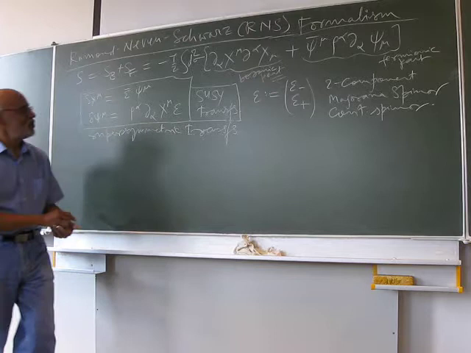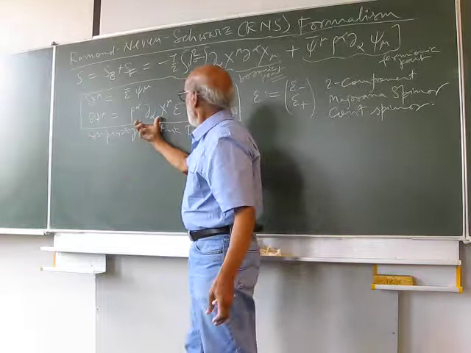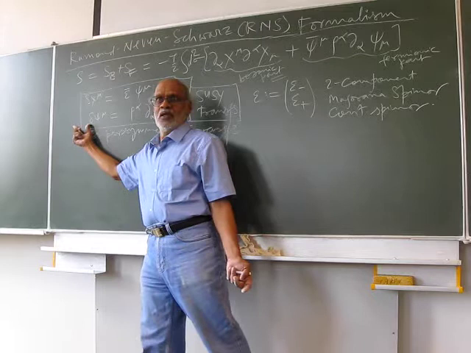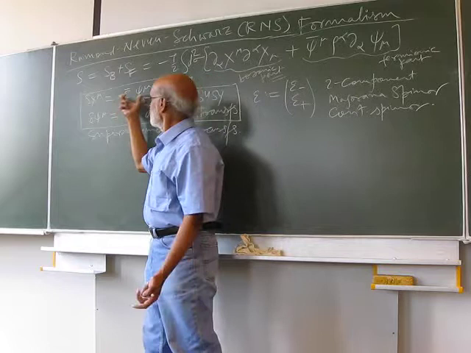Of course, this rule would always apply: if my left hand side is fermionic, my overall right hand side would have to be fermionic. So this is bosonic, this is bosonic, this is bosonic, this is fermionic. So overall it's fermionic. Here, this is fermionic, this is fermionic, so its product is bosonic.